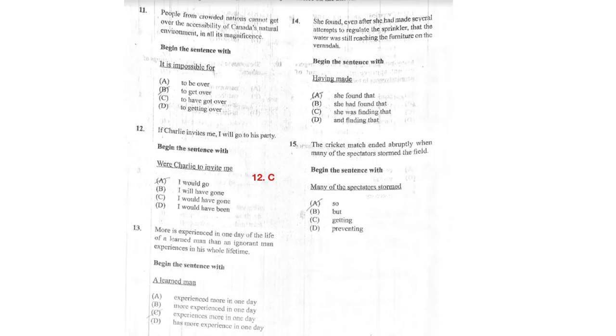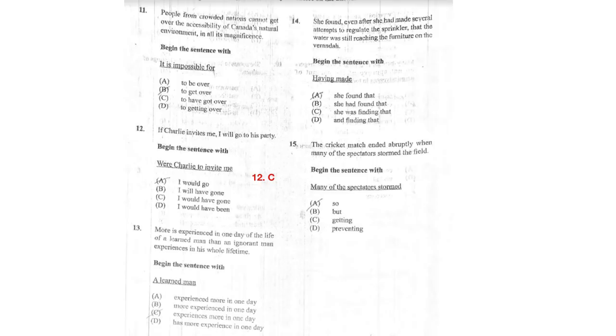Number 13. More is experienced in one day of the life of a learned man than an ignorant man experiences in his whole lifetime. So, beginning with a learned man: a learned man experiences more in a day than an ignorant man experiences in his whole lifetime. So the answer there is C. That's the best option. 13, C.